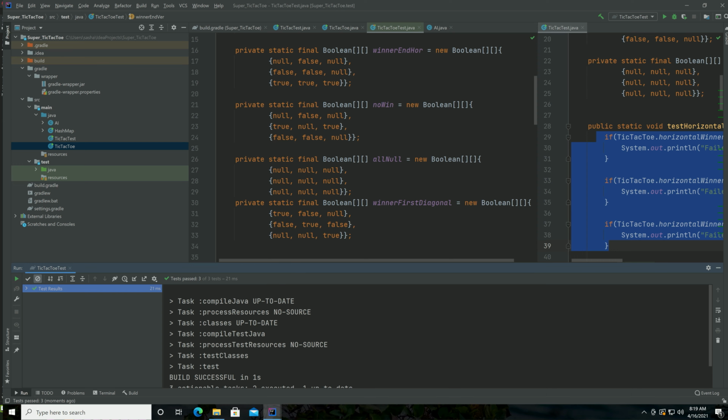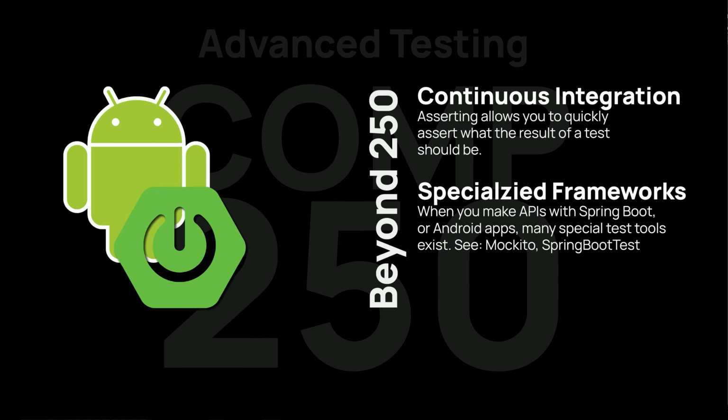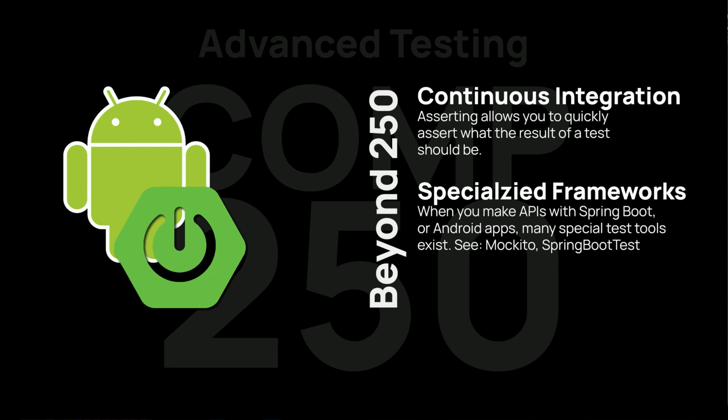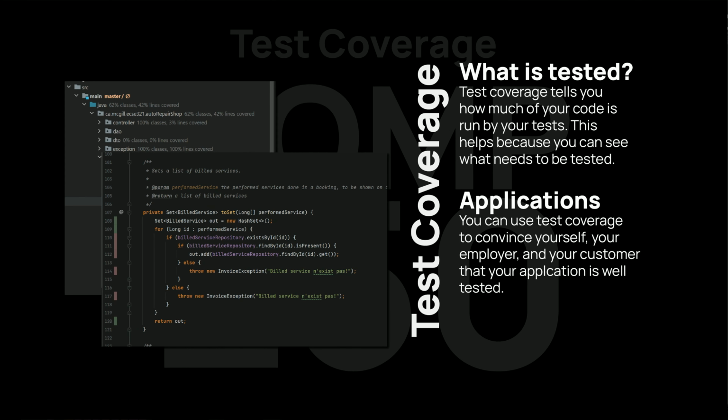So if I turn back my slideshow, we can use this testing technique for things like testing APIs and continuous integration. Those are things that are beyond 250, which you can read about. But now we can get into how we can figure out if our tests are good. It's called test coverage. Test coverage is probably the most important thing we'll be covering today. This tells you about how good your tests are.